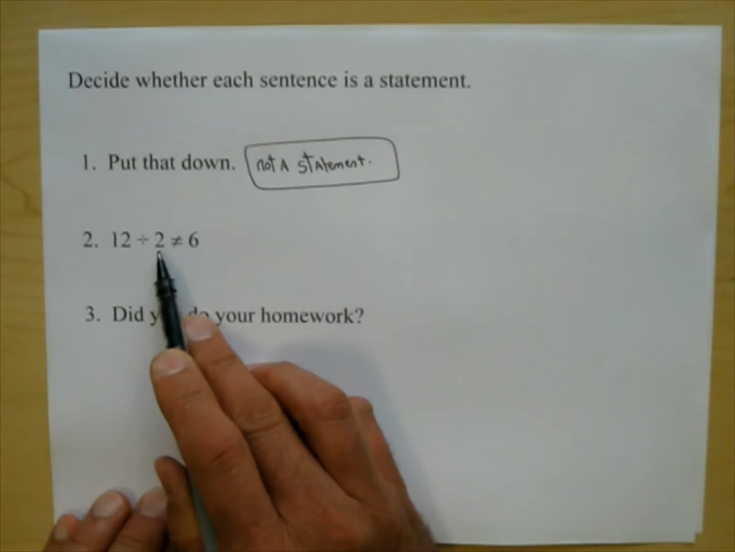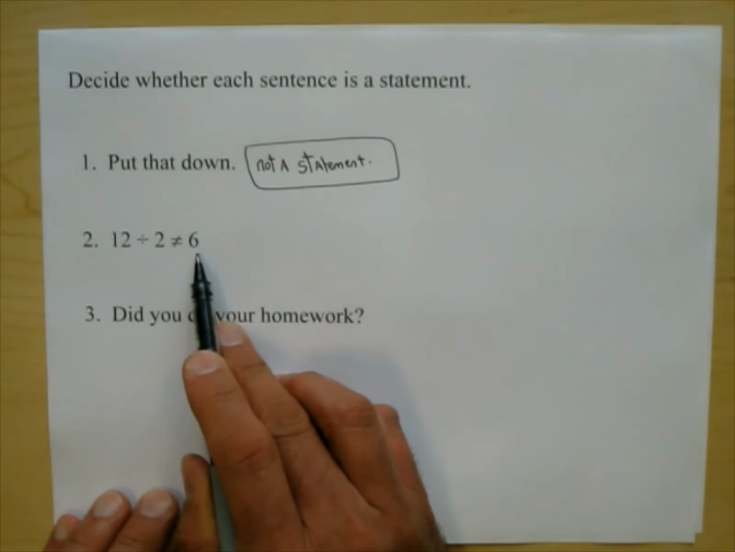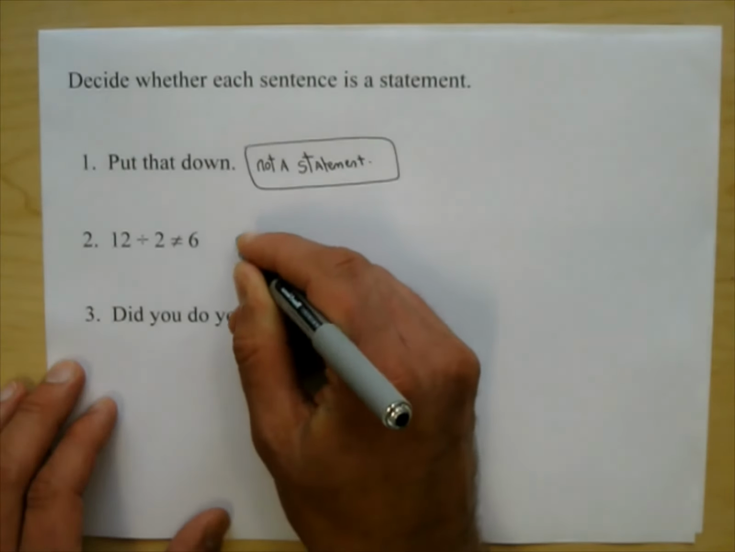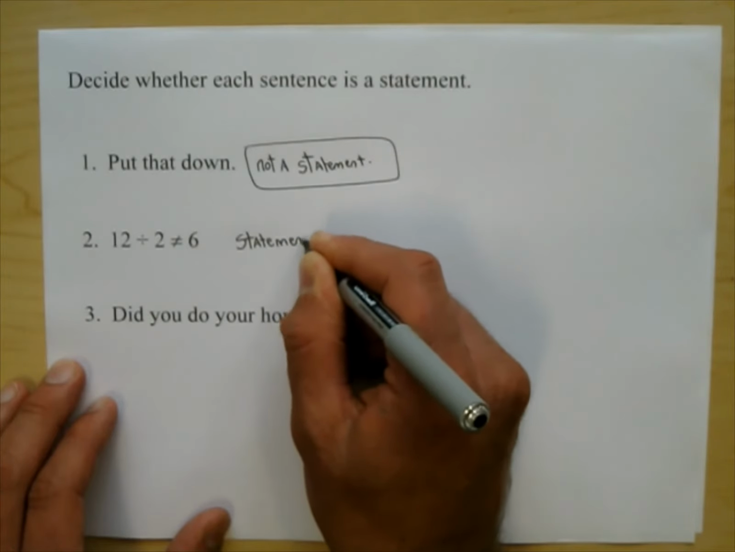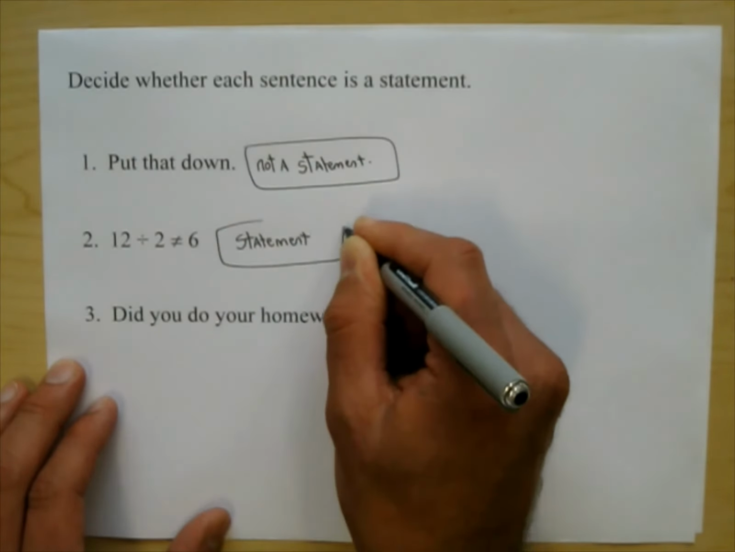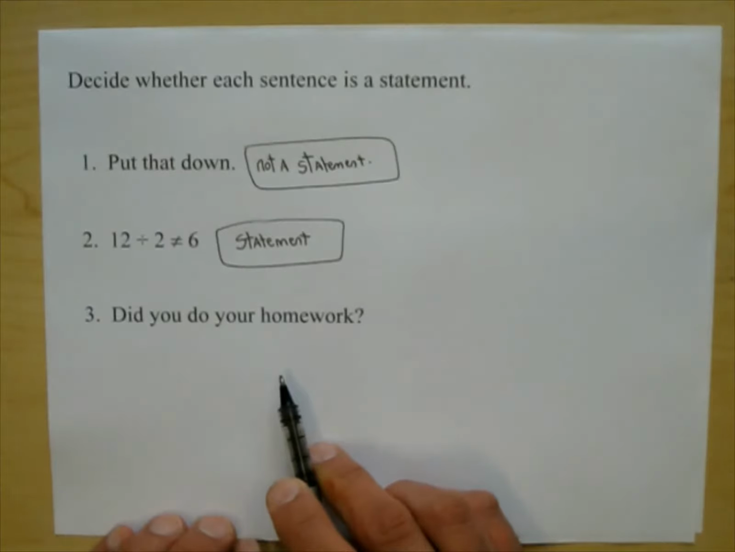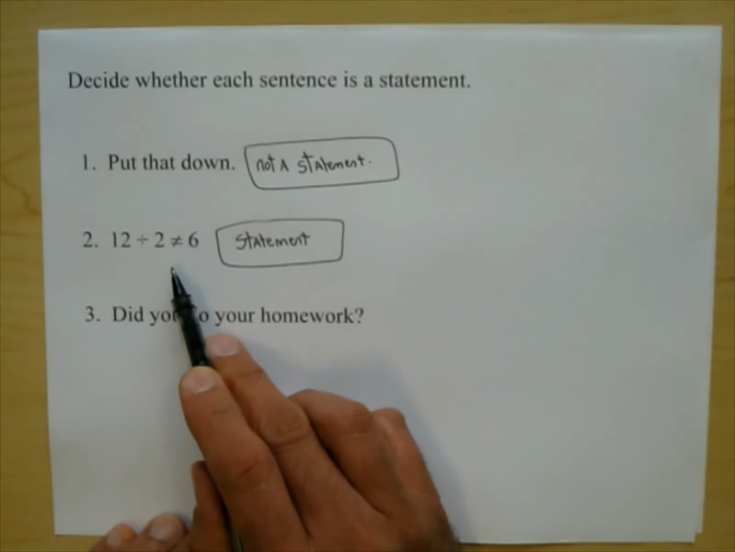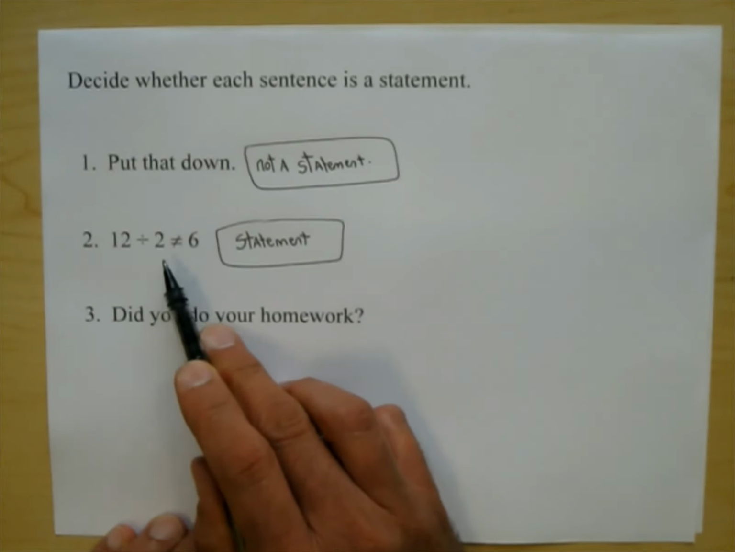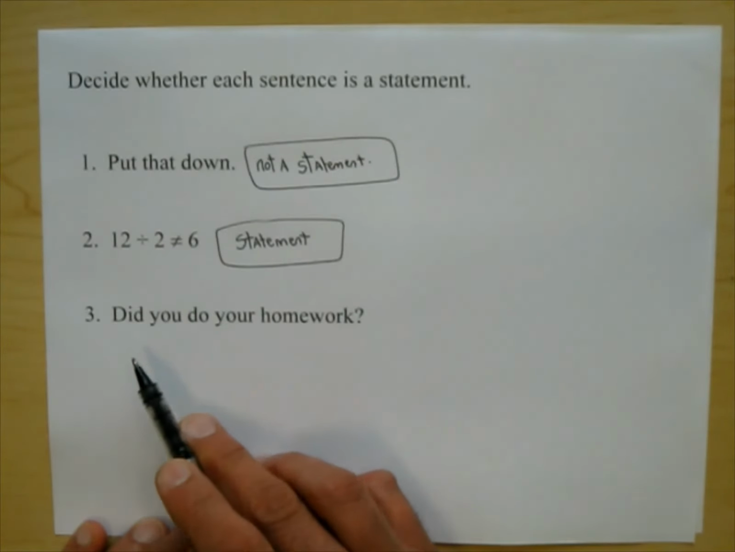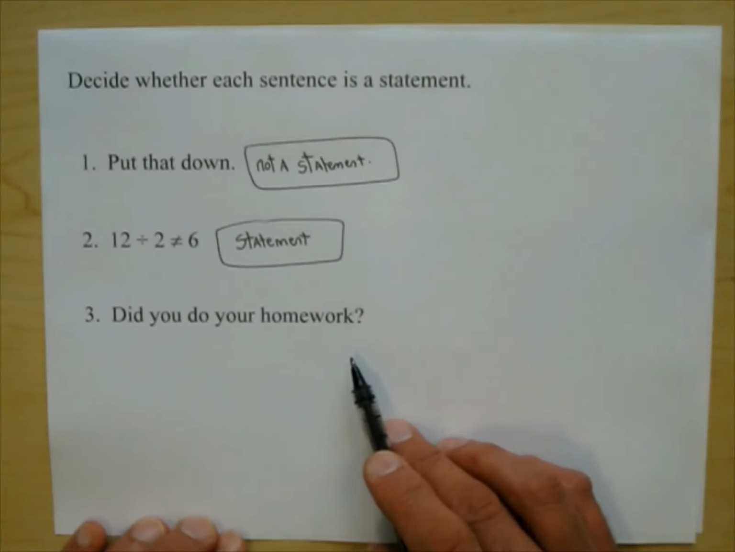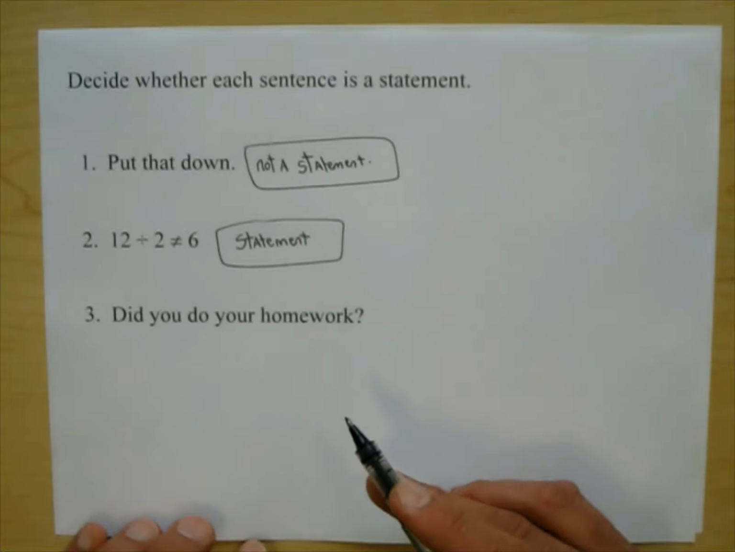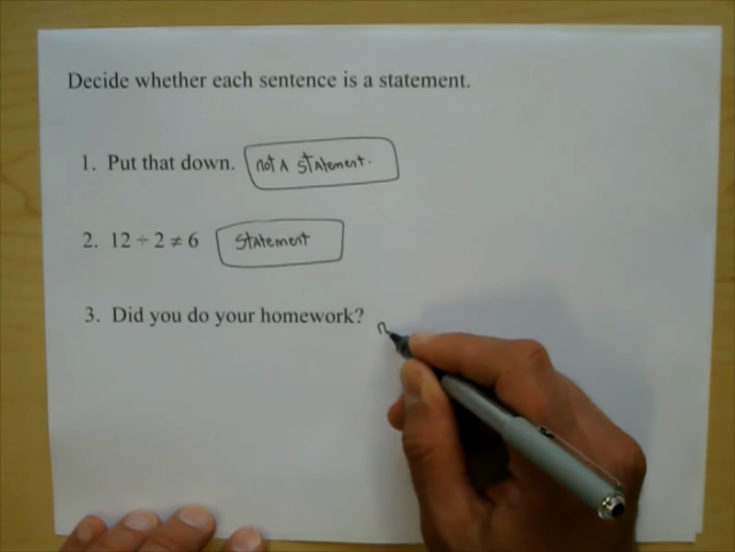12 divided by 2 does not equal 6. This one is a statement. Now they're not asking us for the truth value. We'll cover that later. So this is a false statement. 12 divided by 2 does equal 6. Did you do your homework? That is a question, not a statement. Remember, a statement has to be true or false, but not both. So this is not a statement.